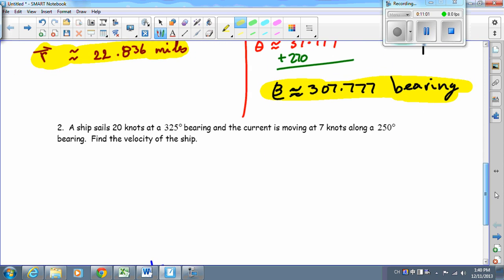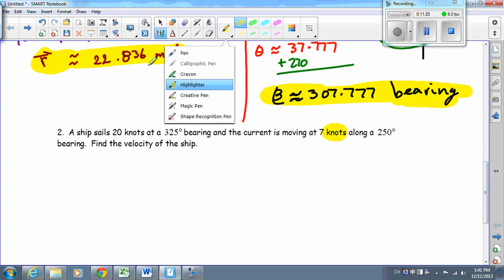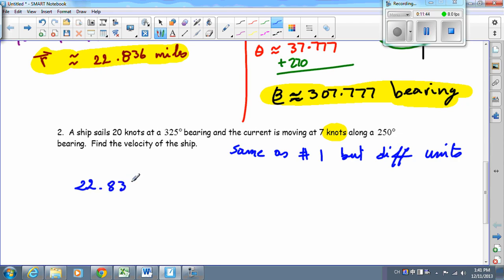All right, for number 2, it says the ship sails 20 knots at a 325-degree bearing and the current is moving at 7 knots. Well, this looks identical to the previous problem. The only difference is this time we have knots instead of miles. So you will solve it, and it will give you the exact same answers. Same as number 1, but different units. I will find the same speed and direction. I will end up with 22.836, and instead of miles, it will be in knots, and it will be the same bearing, meaning at 307.777 degrees bearing.